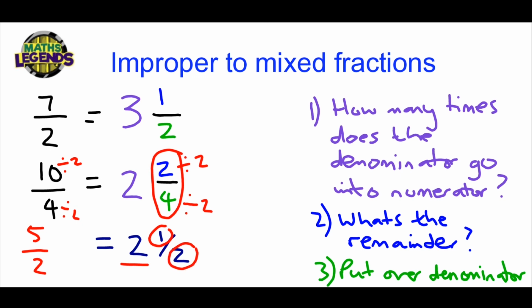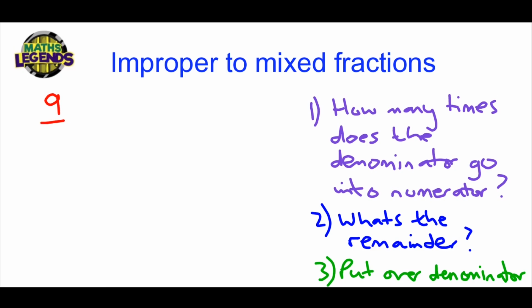Let's look at another example. 9 over 4. So here we ask ourselves how many 4's go into 9? Well, it goes in twice. So that takes us up to 8. We're trying to get to 9, so the remainder is 1. And the denominator stays unchanged.